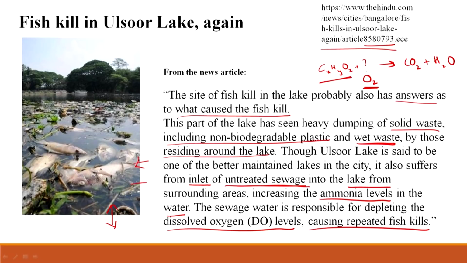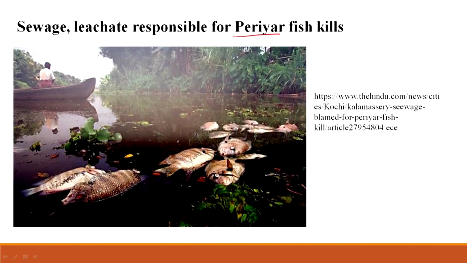The fish also depend upon oxygen. The aquatic life depends upon this dissolved oxygen. So without dissolved oxygen, you are going to have a collapse of the aquatic system in and around the lake. Again, Periyar, I think this is from Kerala, another relevant link. Keep in mind that there are numerous instances everywhere, and this affects the quality of life of the people all around the relevant water body.